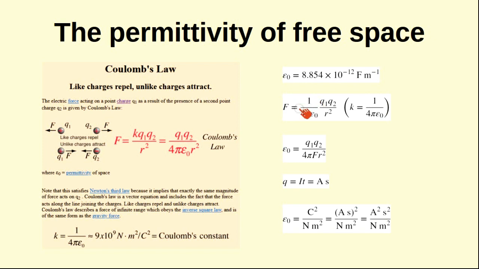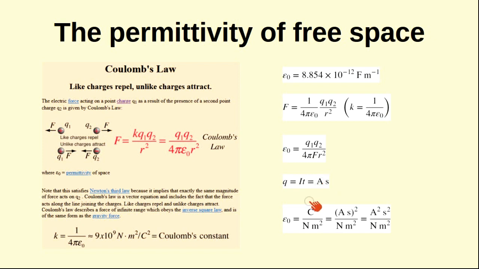F equals 1 over 4 pi epsilon naught, the product of Q1 Q2 over r squared, where k equals 1 over 4 pi epsilon naught. Now epsilon naught, when you rearrange it, equals Q1 Q2 over 4 pi F r squared. Q, the charge, is the current times time, which is measured in amp second.